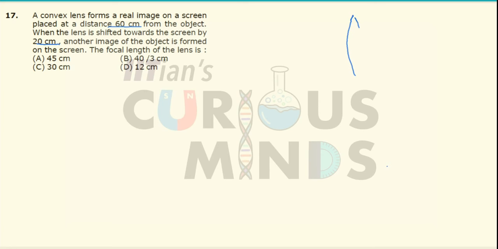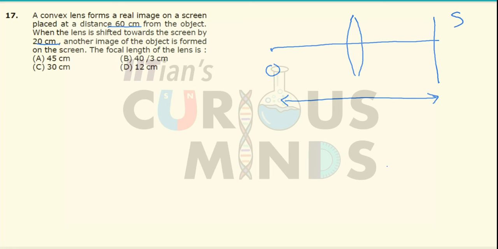Let us take a convex lens over here, and this is the principal axis. The object is placed over here and the screen is at this point. Now the distance between the object and the screen, let the screen be S, is given as 60 cm. Let the distance between the object and the convex lens be equal to u. So this distance will be equal to 60 minus u.